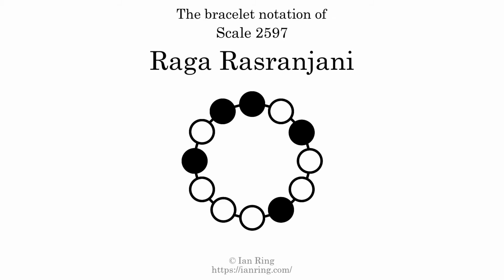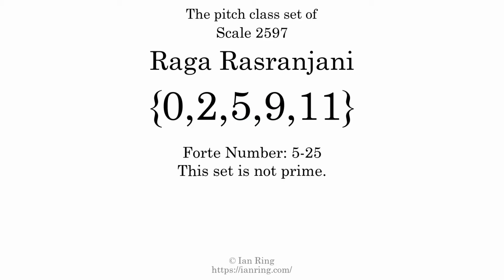This is a bracelet notation diagram of scale 2597. The shaded circles represent tones that appear in the scale, and they are read clockwise, starting at the top. The pitch class set for this scale is 0, 2, 5, 9, 11.